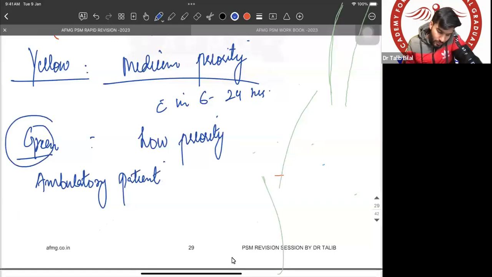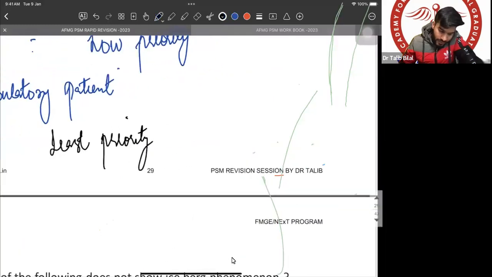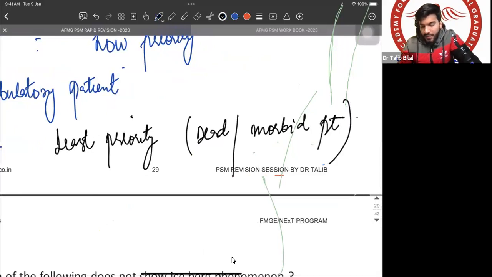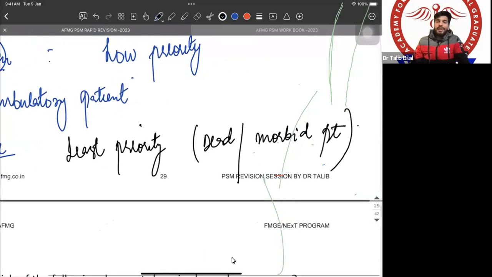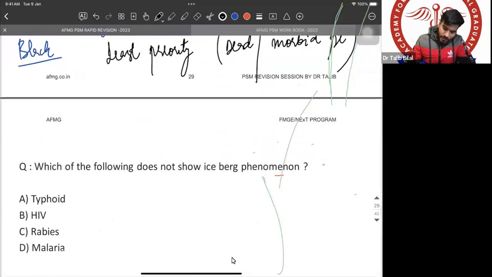And guys, the last one, black. That is the least priority you will give. They are already dead or morbid patients. Is that okay, guys? So this system is called triage. What is triage, guys? Segregation of the patients based on their chances of survival. Is that clear? This was a simple one.